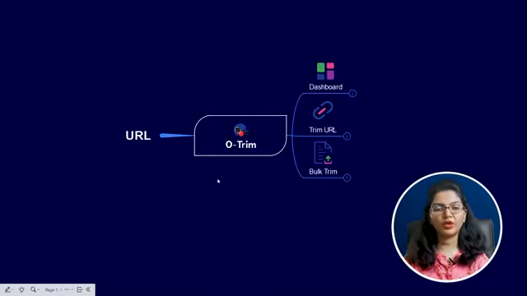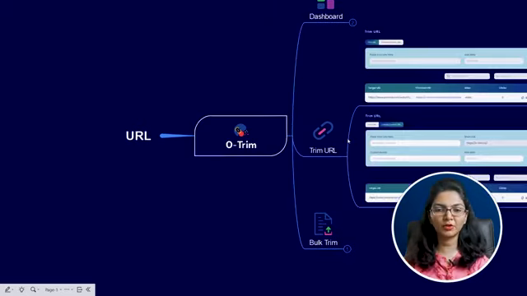Here you can see on our screen bulk trim, trim URL and dashboard. In bulk trim, you can trim your multiple URLs at one time. So this feature is bulk trim. For a common user, if they want to trim their URL, they just have to focus on trim URL and dashboard. Okay. So let's switch towards our trim URL.